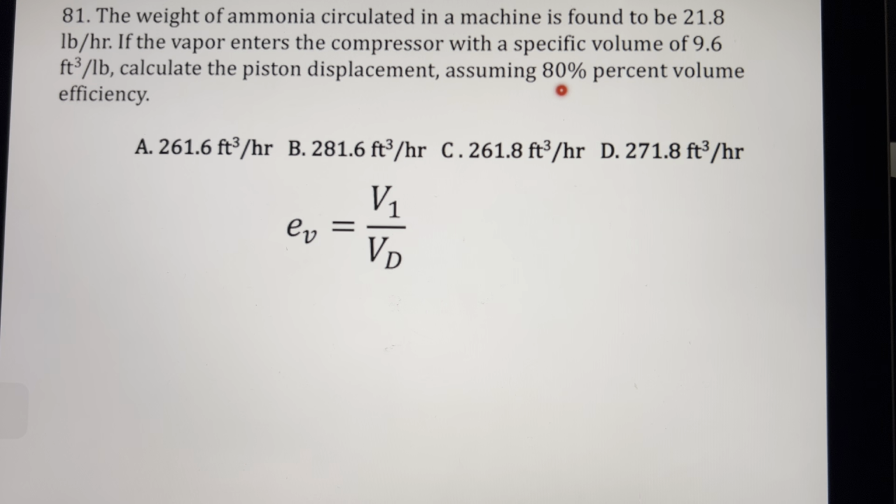Okay, we have our volumetric efficiency as 80%. Do we have our V1? Not yet. What we do have is the mass and the specific volume. We know that volume is equivalent to the product of the mass and specific volume. So we can use that particular equation.